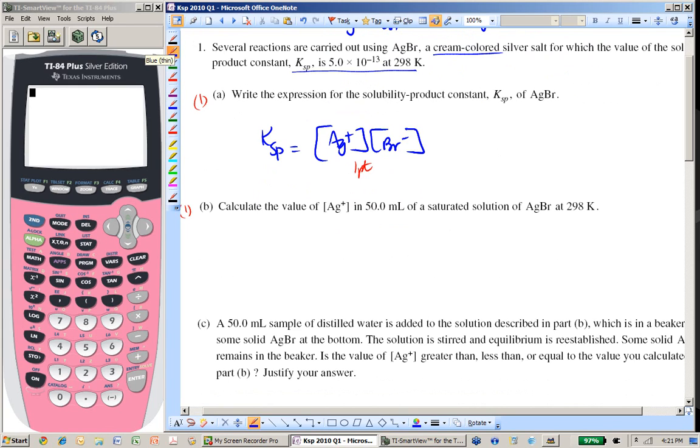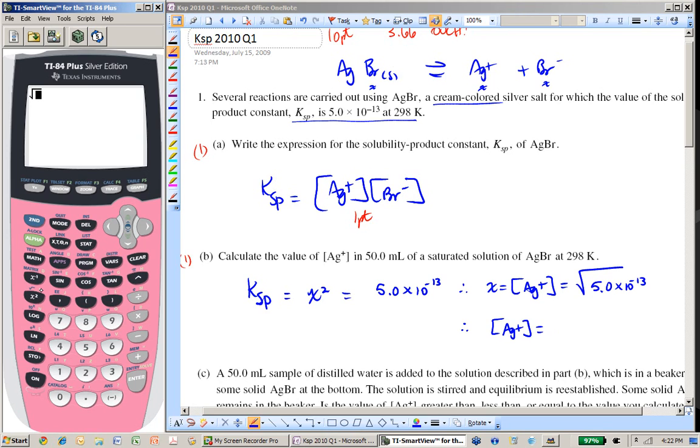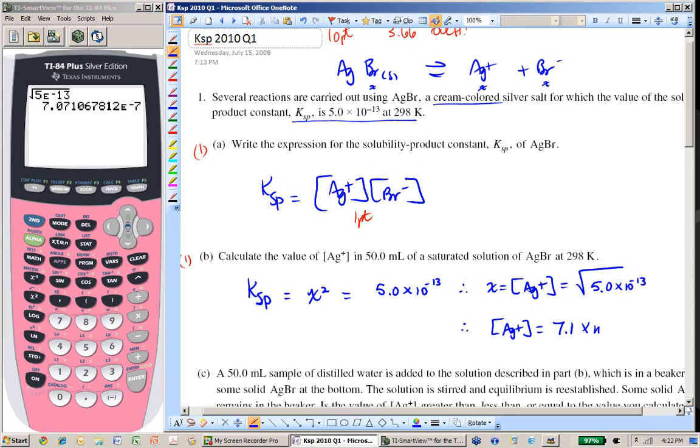Now they want me to calculate the value of silver ion concentration in 50 mL of a saturated solution. Well, don't let the 50 mL throw you off, right? Concentration's concentrations. What do square brackets mean? So KSP is equal to x squared, since this is a one-to-one situation. Look back up at your balanced equation. See? X, X, X. And it's equal to 5.0 times 10 to the minus 13. Therefore, X is equal to the silver ion concentration that I seek, which is equal to the square root of 5.0 times 10 to the minus 13. Therefore, the concentration of the silver ion is equal to, second square root, to get my radical there, 5 second EE minus 13. 7.1, 2 sig figs. 7.1 times 10 to the minus 7.